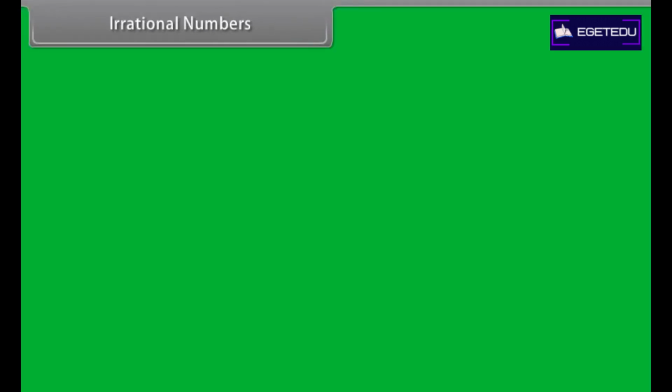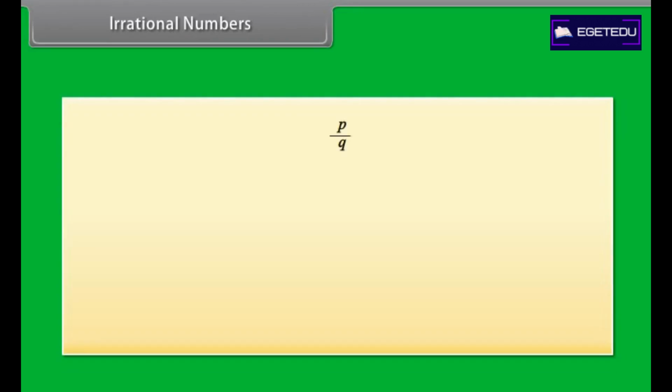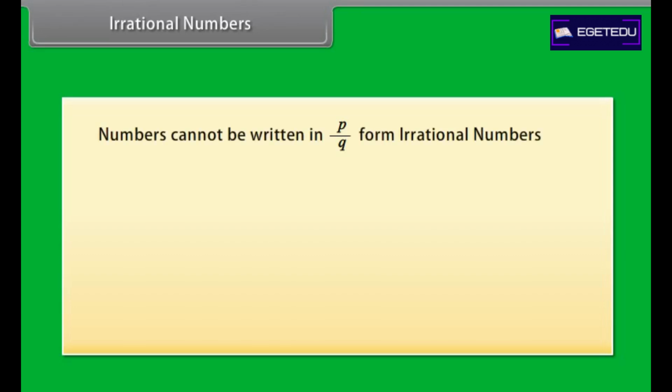Irrational numbers. You must be wondering if there are numbers which are not in the form of p by q. Yes, there are numbers which cannot be written in the form p by q. Those numbers are called irrational numbers. For example, square root 2, square root 3, square root 7, 0.10110111011110, and so on, pi, and so on.